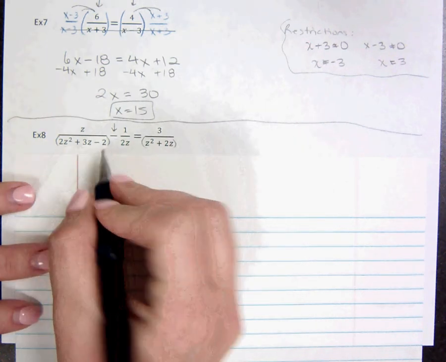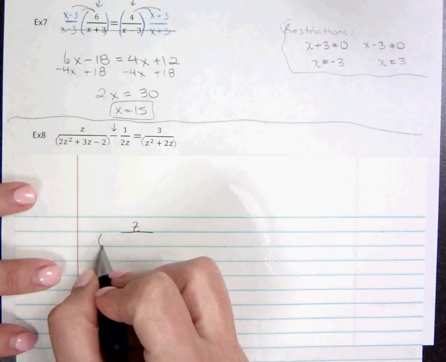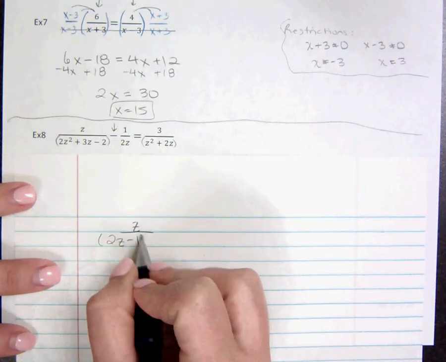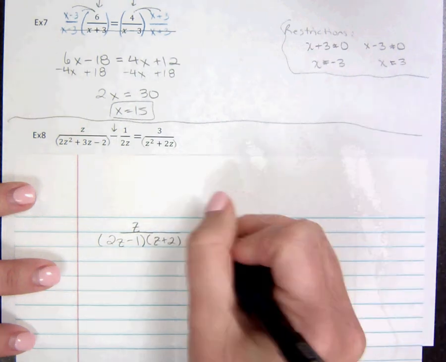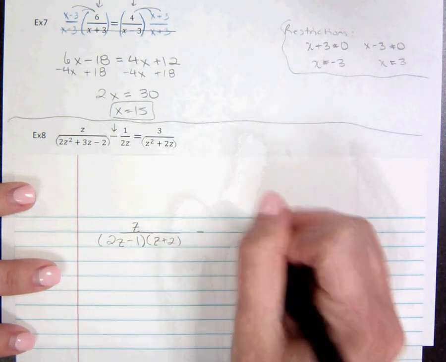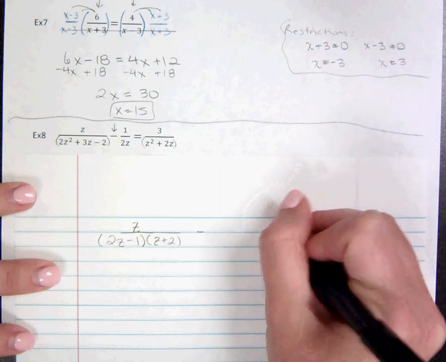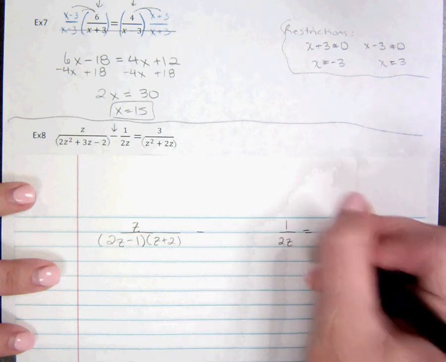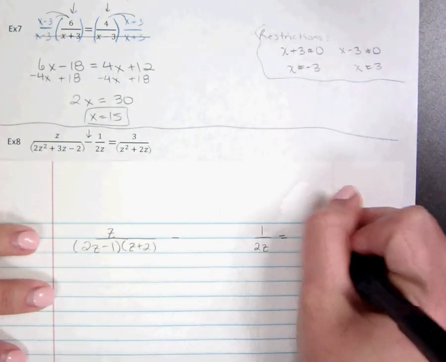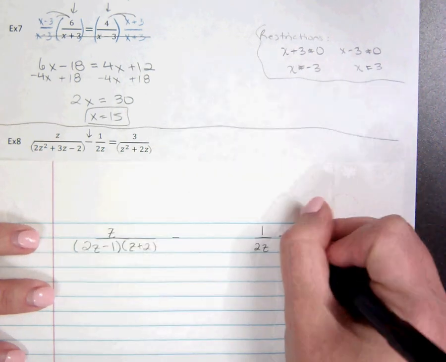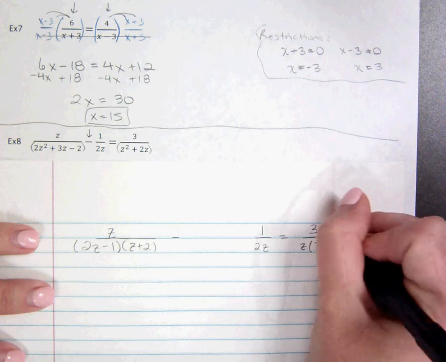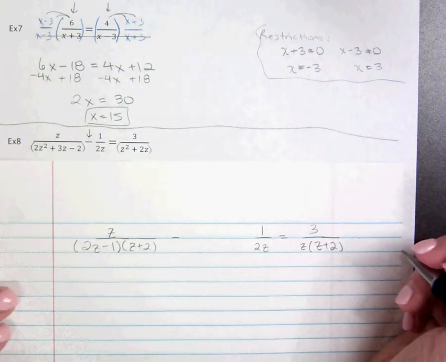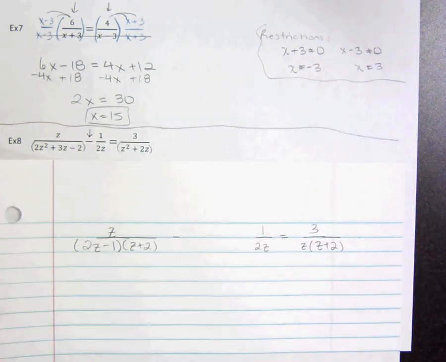So the first denominator factors into 2z minus 1 and z plus 2. Minus, I'm going to leave a big space here, 1 over 2z equals 3 over, and there's a GCF on that one, z times z plus 2. So I'm leaving a big space on purpose, you'll see here if you don't already.